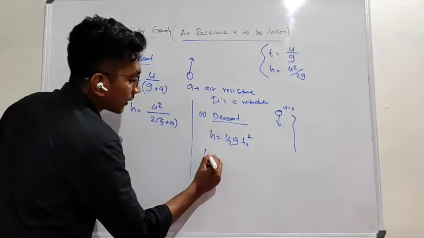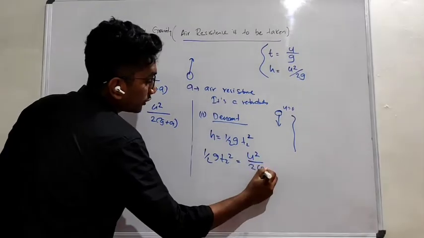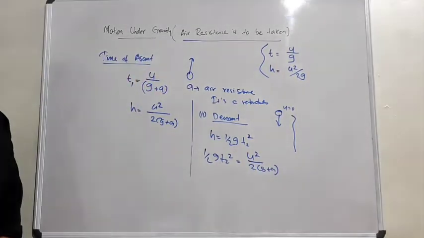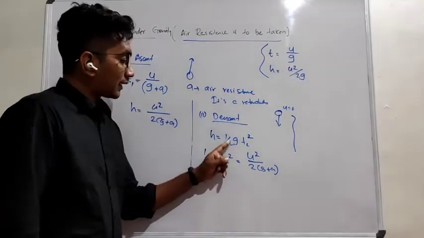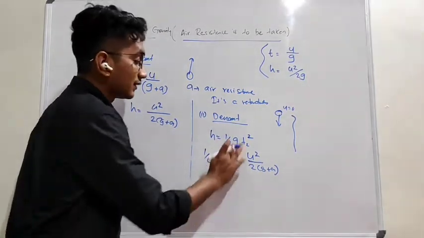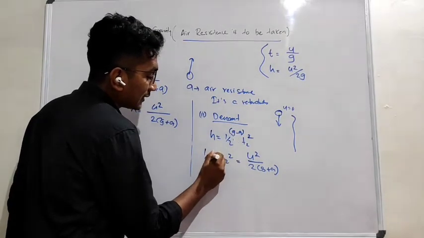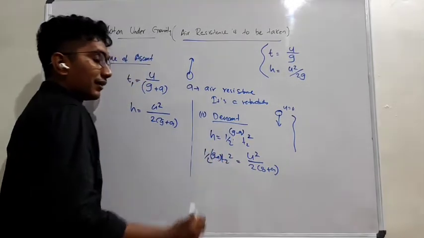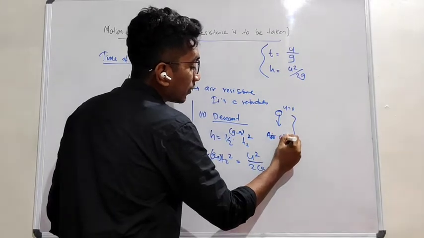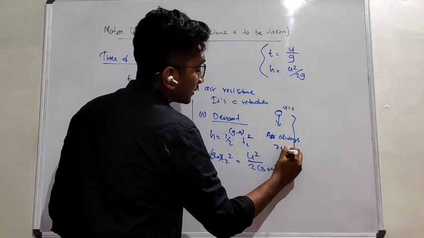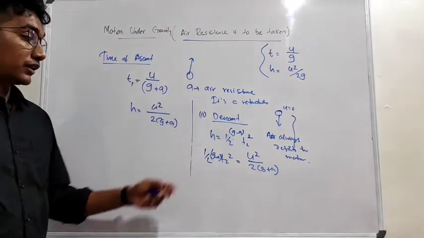So half into g into t2 square is equal to u square divided by 2 into g plus a. But one small problem is there. Here it is not g. Here it will be g minus a. Why? Because in the case of downward motion, air always resists the motion in the g.